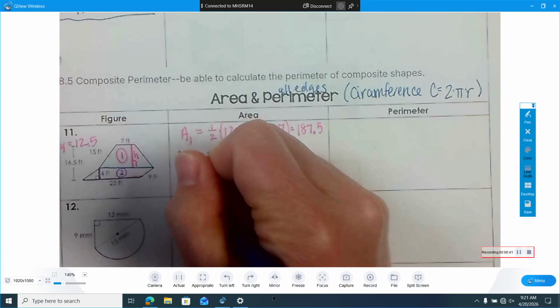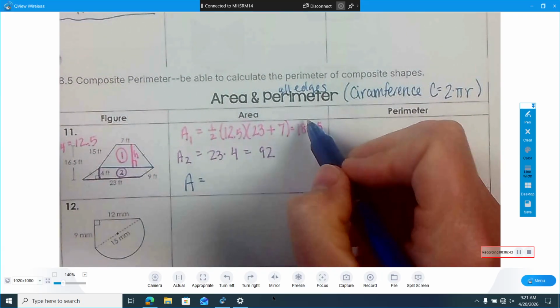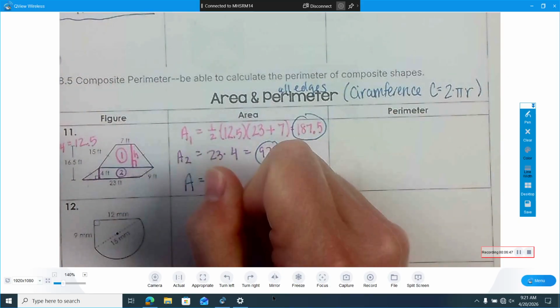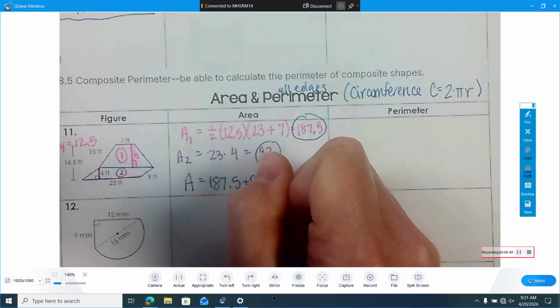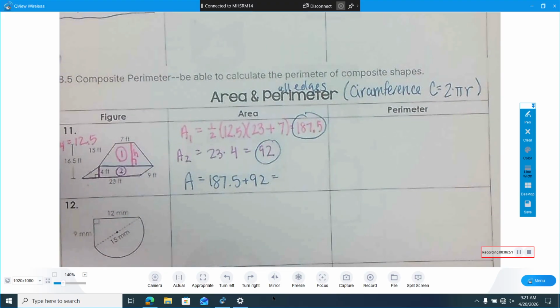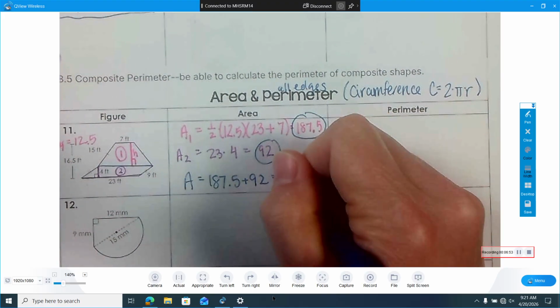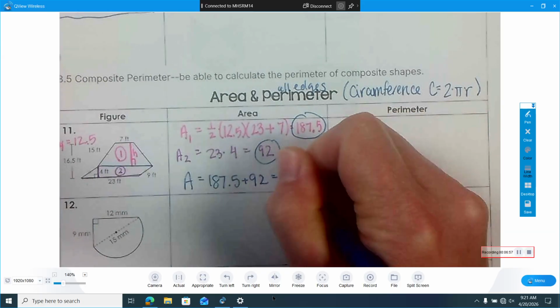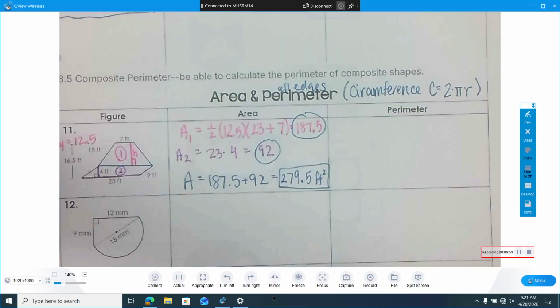And if I want the total area, all I have to do is add the two individual areas together. So 187.5 plus 92, and that gives me 279.5, and we're talking square feet. So area 1 plus area 2 added together.